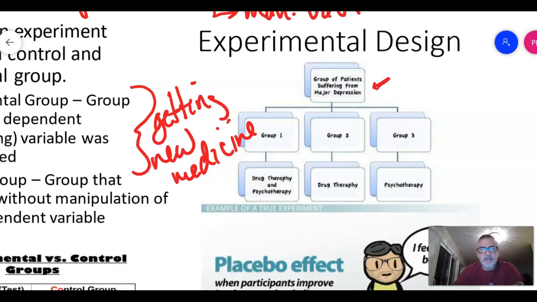All right. So group 1 gets the drug therapy and psychotherapy. Group 2 gets drug therapy. And group 3 gets psychotherapy. All right. So the problem with this is I've got too many groups, right? If you just did this, well, the problem with this study is group 2 shouldn't be here. And this should be plus placebo.